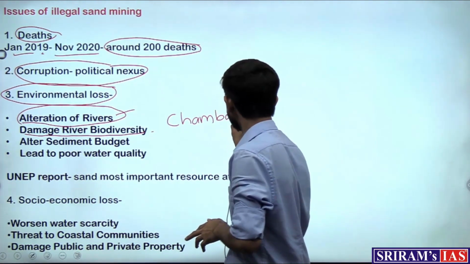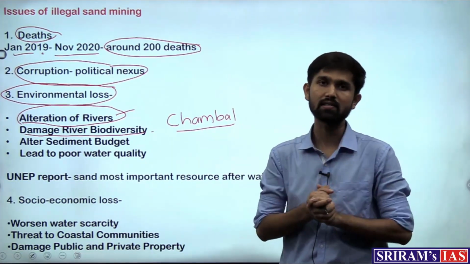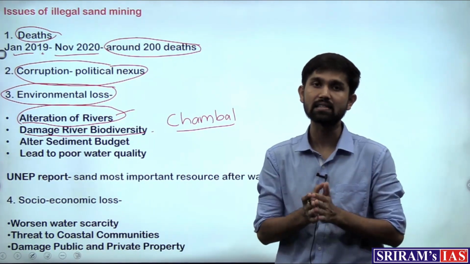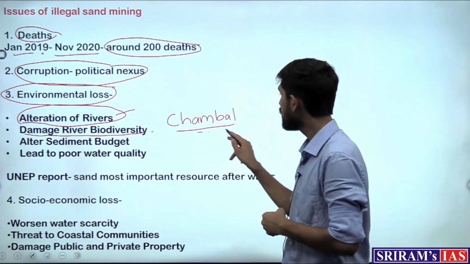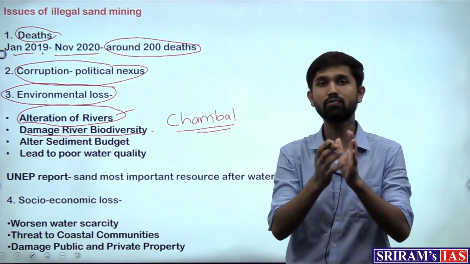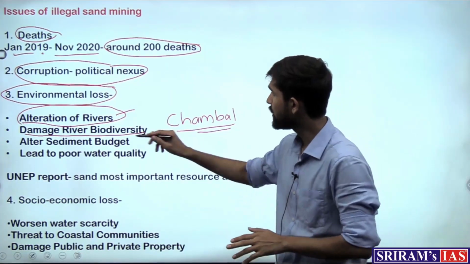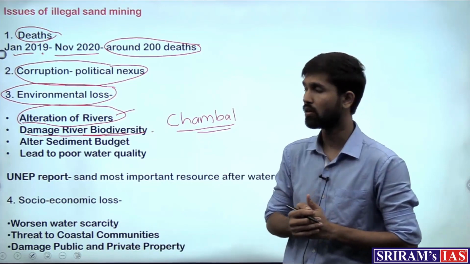Now, the National Chambal Sanctuary houses the endangered species of gharials, and these gharials need the river beaches for laying their eggs. But the unsustainable taking out of the sand results in loss of habitat for these gharials, and they face difficulty in laying their eggs. So it damages the river biodiversity and the ecosystem around it quite badly.